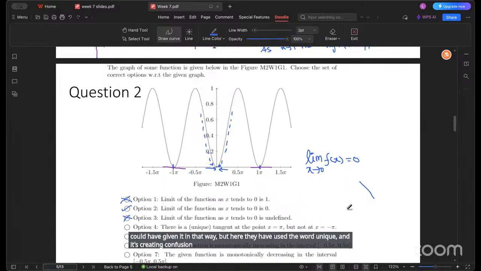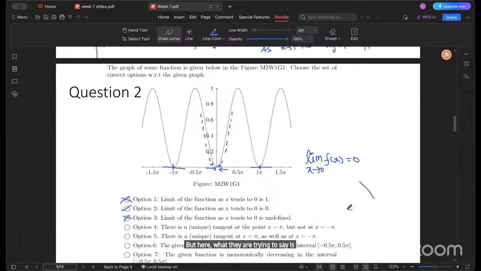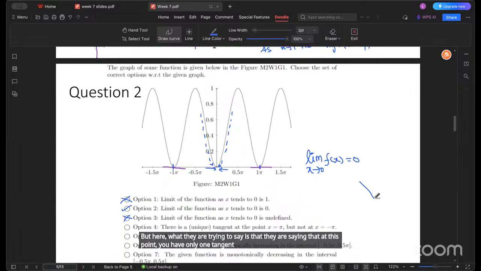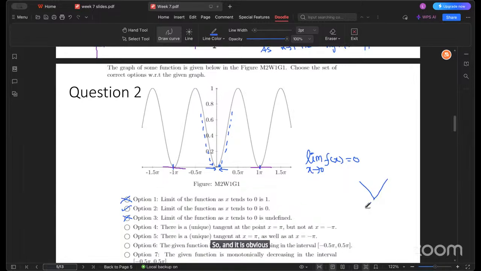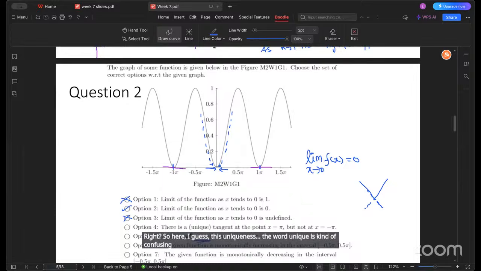I understand very clearly why you people are confused. But here what they are trying to say is that at this point you have only one tangent and not more than this. It is obvious that the tangent is of course always unique. For example, if you have some sharp edge like this, then you will be able to draw two lines for this point. That's why we say that the tangent at this point does not exist, right? So here the word unique is kind of confusing. There is a tangent at x equal to pi as well as x equal to minus pi.